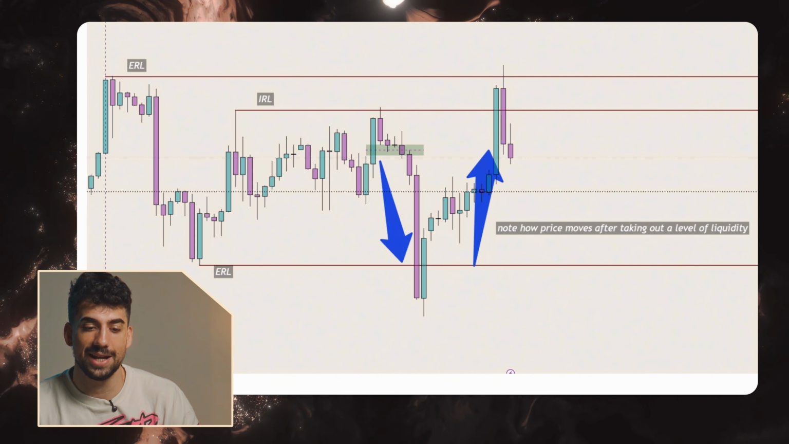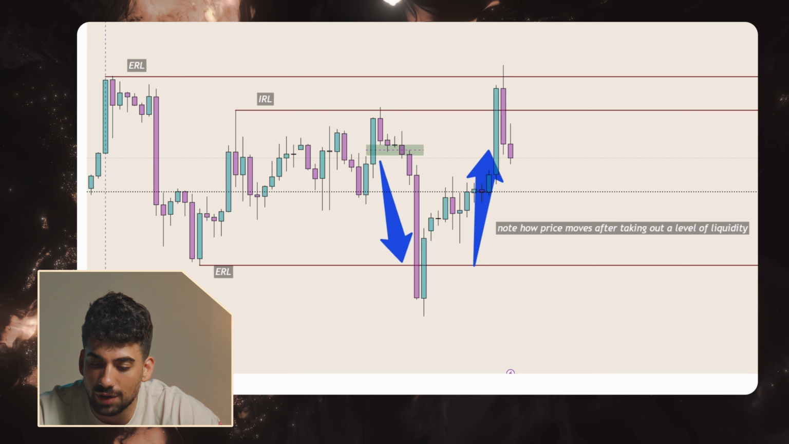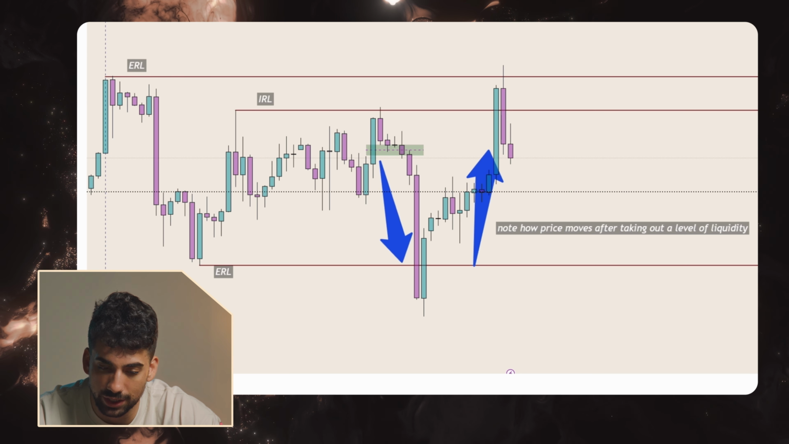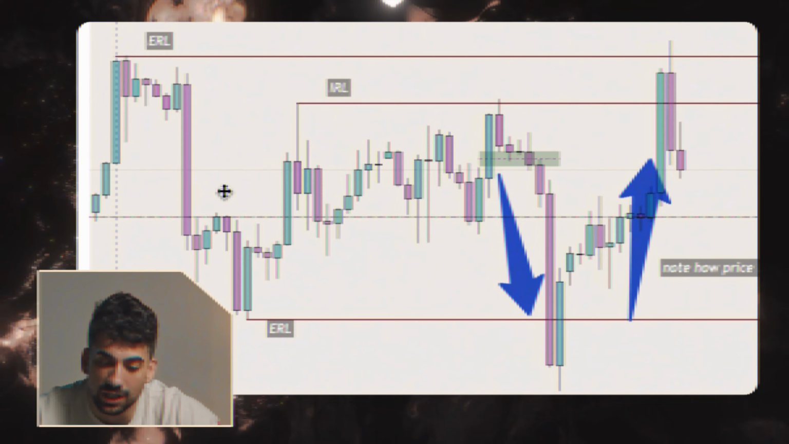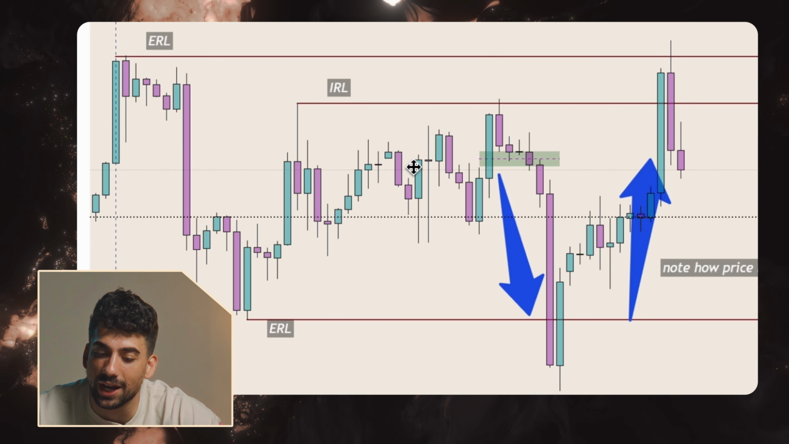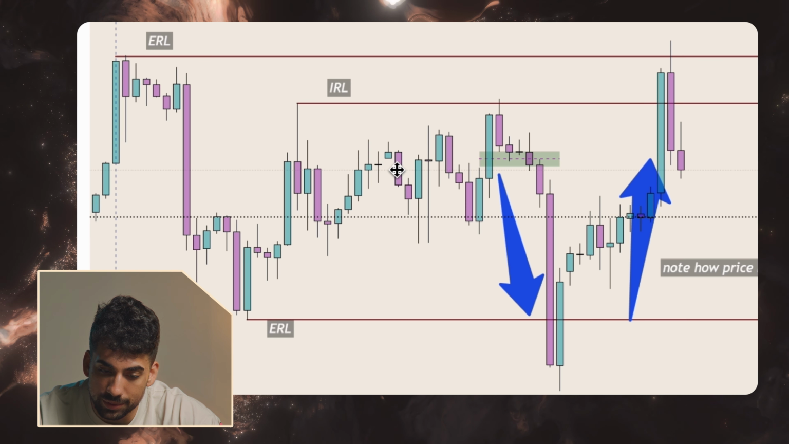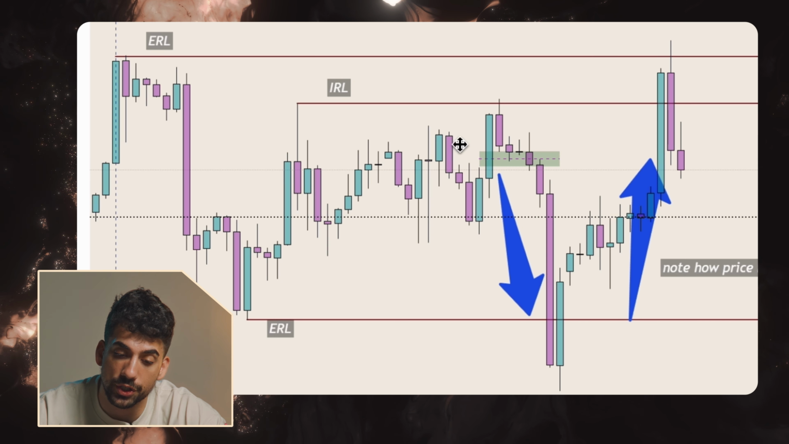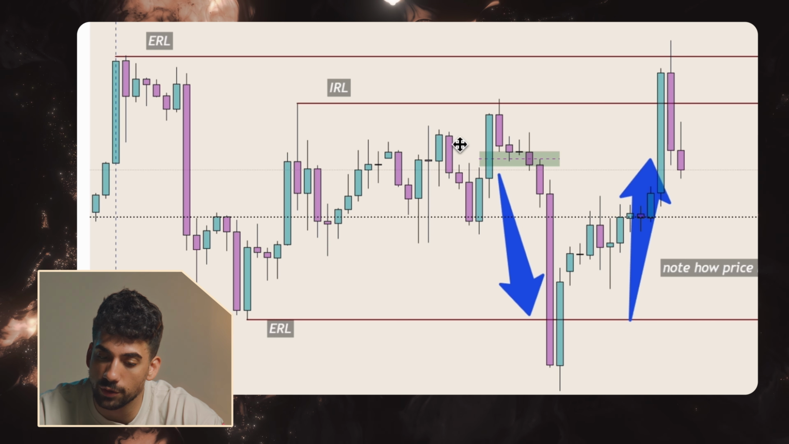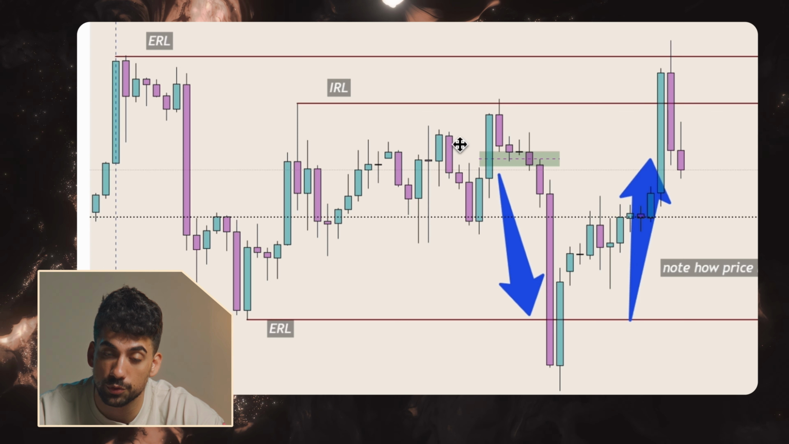If we take a look at the example I just showed you guys, we can know how price moves after taking out the levels of liquidity. Once you take out your internal range liquidity here, the bearish fair value gap gives you a clean move to the external range, while before, during the chop, these bearish or bullish fair value gaps just weren't doing much. You need to wait for the liquidity to be taken out to then actually use the confluences that you know to look for the trade.